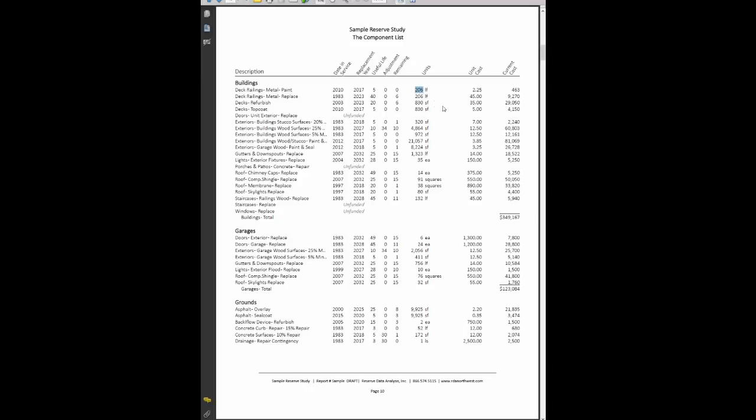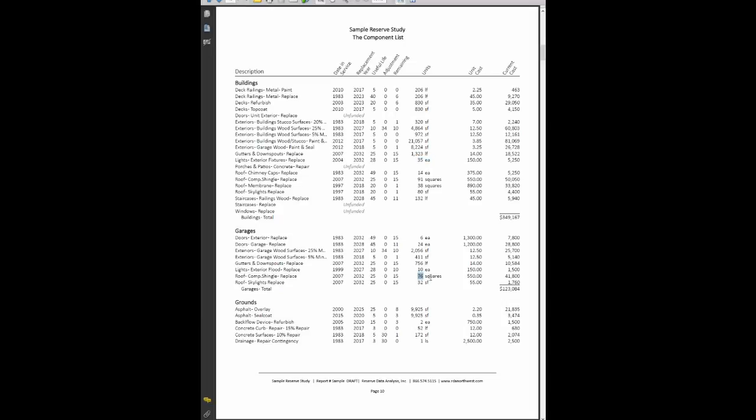Next over is just the units utilized. In this case, it's 206 linear feet. These could be linear feet, it could be square footage, it could be each. So here's a good one, lights, exteriors, 35. And it says each, that means there's 35 fixtures on the building.